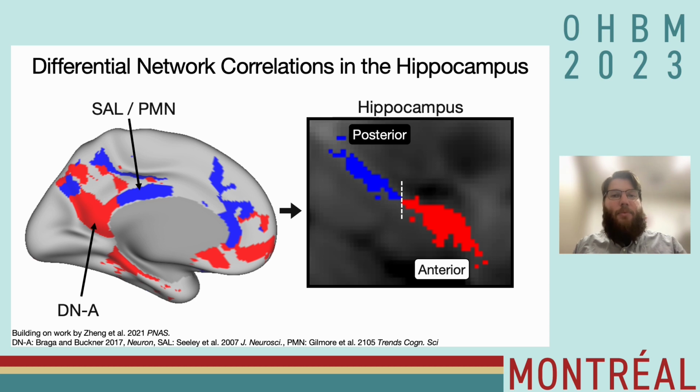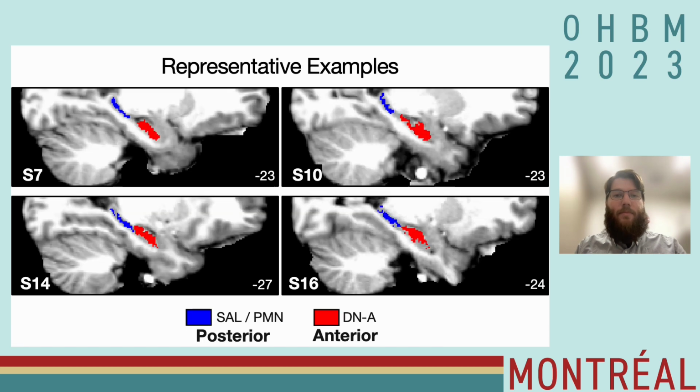We designated that point as the anterior-posterior border, and then assigned each network to whichever side of that point contained the majority of that network's assigned voxels, keeping only the voxels the assigned network had won. Importantly, this process did not assume or enforce that a specific network be assigned to the anterior or to the posterior hippocampus. Using this approach, we replicated the results reported by Zheng and colleagues.